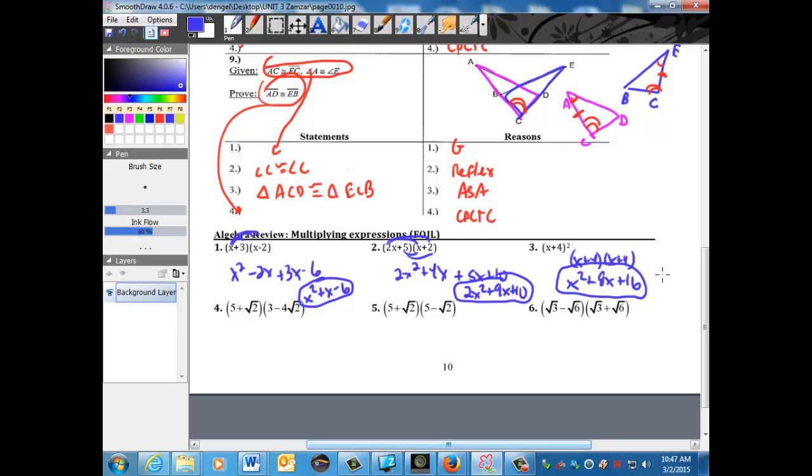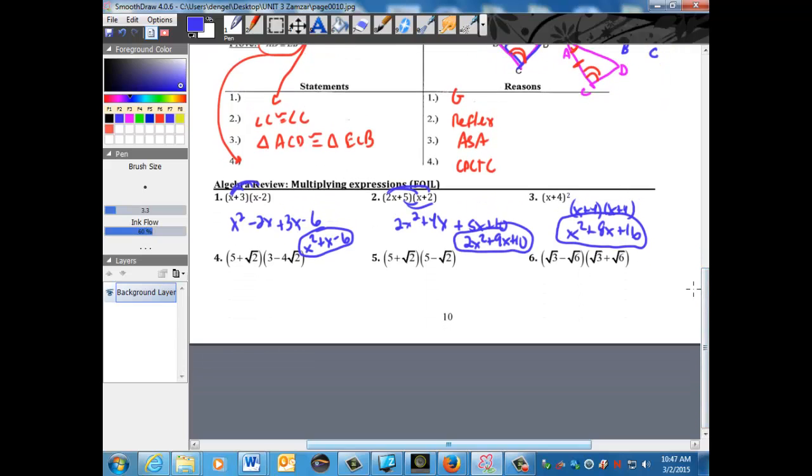Now we're going to use the same FOIL process. This time we have square root. So watch what happens here. 5 times 3 would give me 15. 5 times negative 4 rad 2 is negative 20 rad 2. Rad 2 times 3 is not rad 6. It's going to be positive 3 rad 2. Rad 2 times 4 rad 2 would be 4 rad 4.